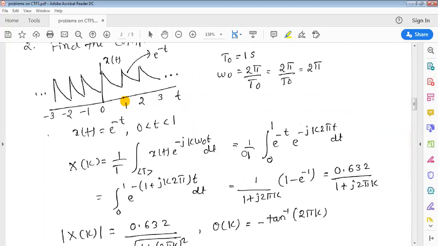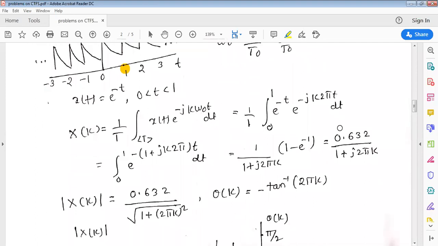I have substituted T equal to 1 second in the basic equation. Integral over one period, that is from 0 to 1. What is x of t? E power minus t, e power minus j k 2 pi t. So this is equal to, e power minus, you take common, 1 plus j 2 pi k into t, dt. So this is equal to the integral of e power minus jx, which is 1 by e power minus jx divided by j. So that is 1 by j 2 pi k into e power minus 1 plus j 2 pi k t. So when you give 1, it will become 1 plus j 2 pi k.